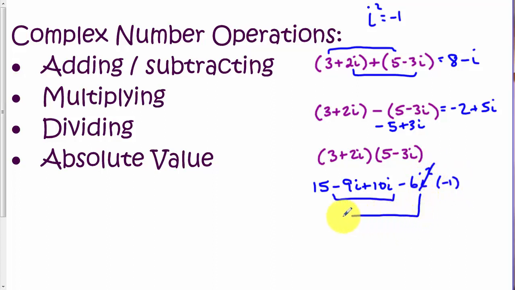So now this part is a real part. We have negative 6 times negative 1 is positive 6. So 15 plus 6 is 21. And negative 9i plus 10i is 1i, so plus i. So when we are multiplying complex numbers, we will be using distributive property or FOIL and combining like terms, and then we will never leave an i squared in our final answer. Anytime we see i squared, we will be replacing it with a negative 1 and simplifying.